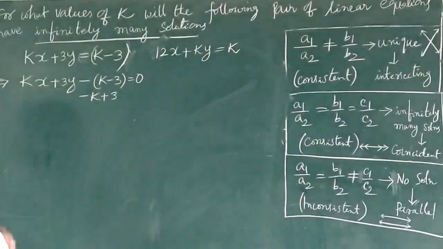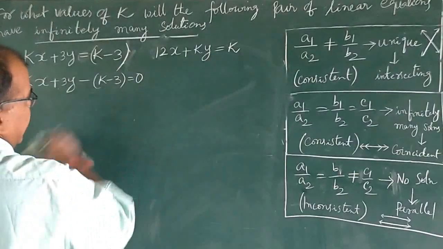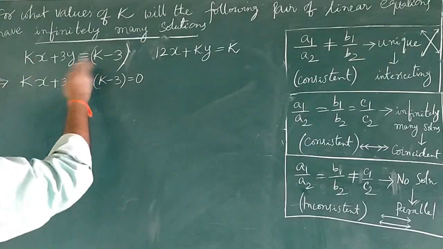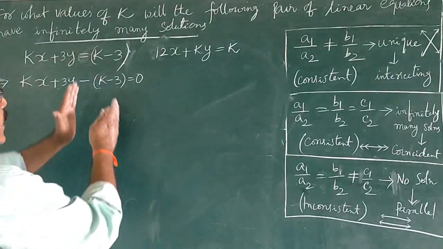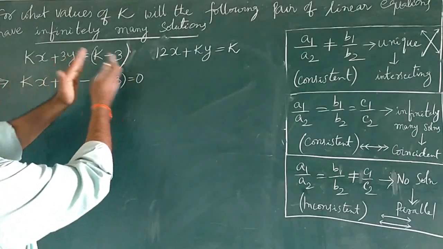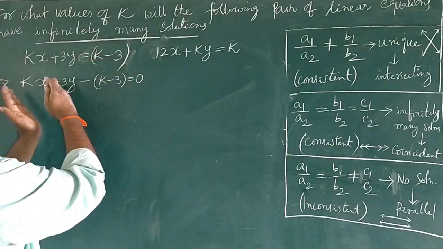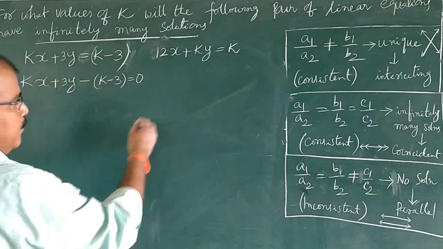Better you take like this. This is very very important. If you do minus k plus 3 also no problem, but better to take the full binomial. The plus k minus 3 will be transposed to minus k minus 3, keep the brackets.